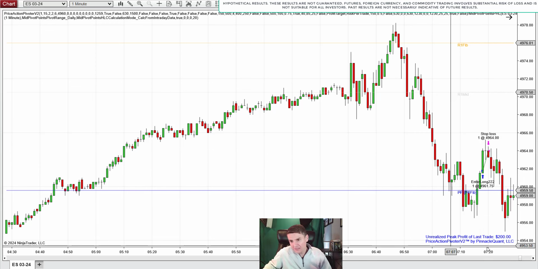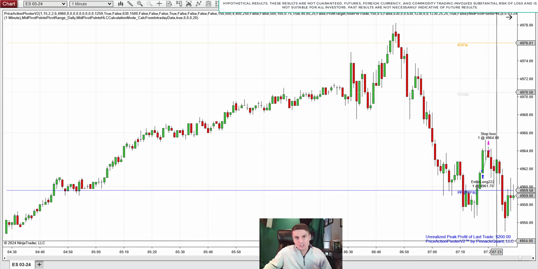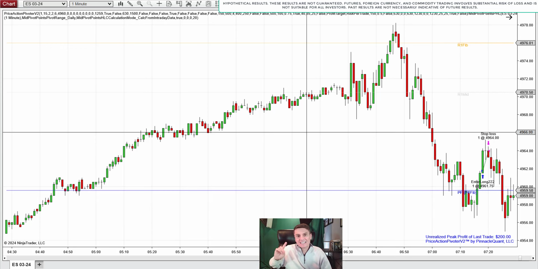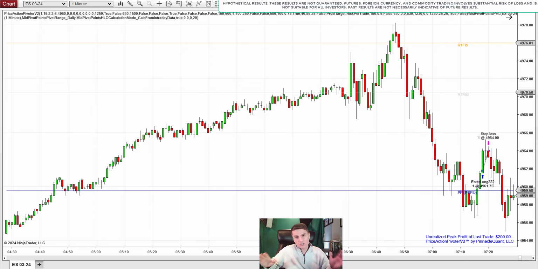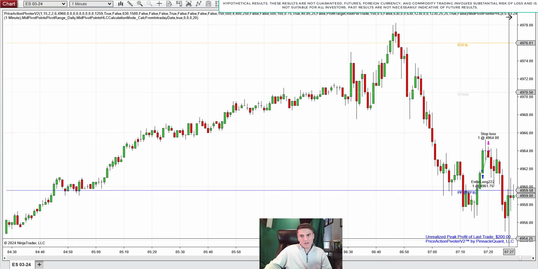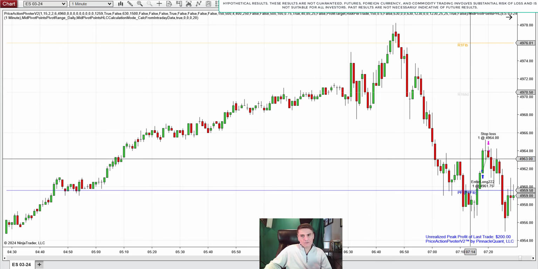So you scalped it within 2 minutes, you're out of that trade. Now, by the way, this unrealized peak profit of last trade literally means that. It's the last trade's unrealized peak, not this trade's. The reason I have that printed there is because it helps people take a look at what I've got right now. So if this was your first trade, this would be correct for this first trade.